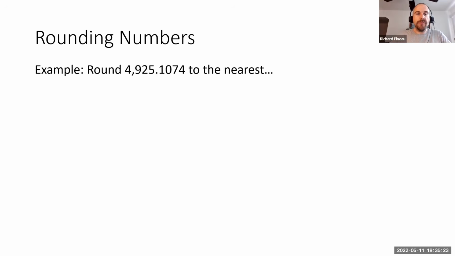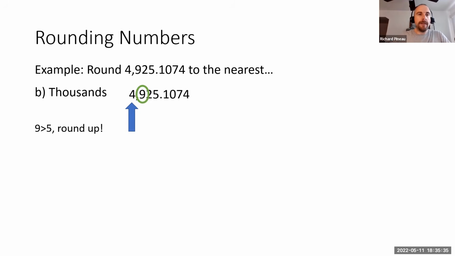Let's look at another one. So the same number. This time we want to round to the thousands. Okay. So we look for where the thousands place is. There it is. There's the 4. So the number to the right of it is a 9. 9 is more than 5. We get to round up again. So the 4 becomes a 5. My answer then is 5,000.